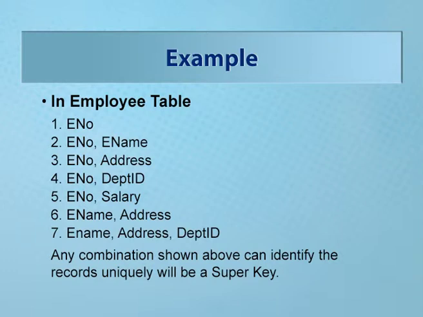Likewise, we have defined 7 sets. This complete set is called the super key set, the superset of all the keys, and any combination shown above that can identify the records uniquely is a super key. Please remember this so that we can carry forward, because we will be using the super key keyword in the other discussions also.